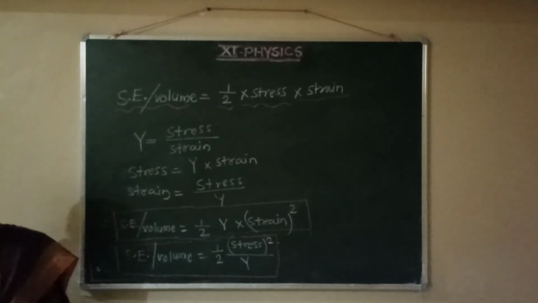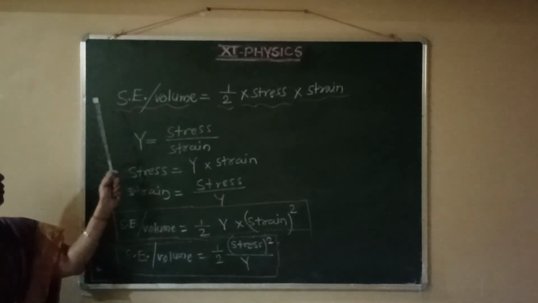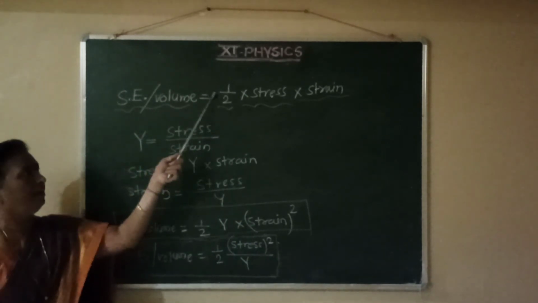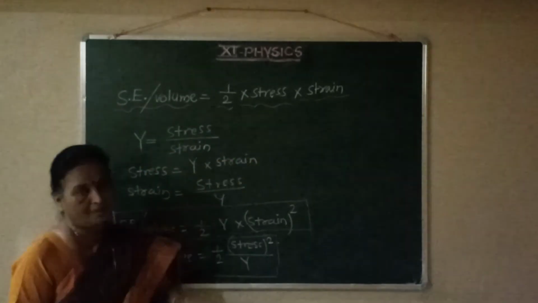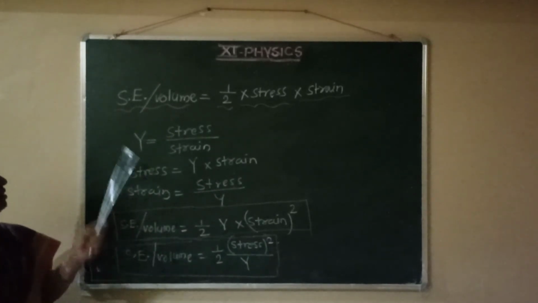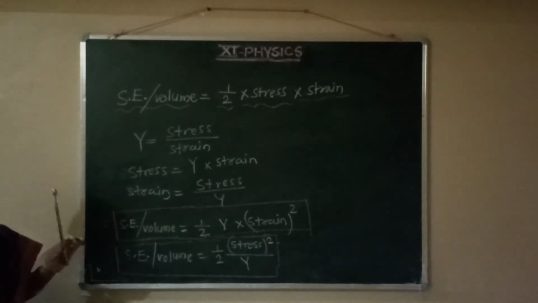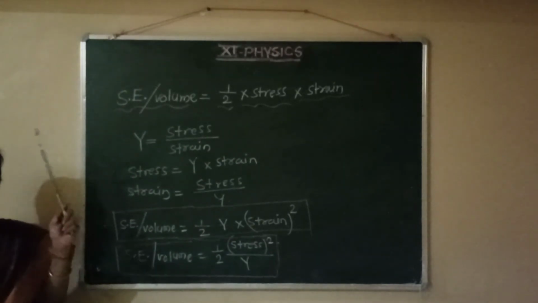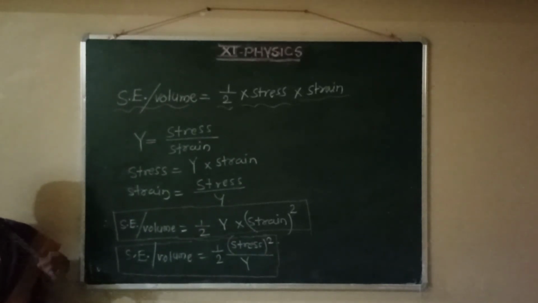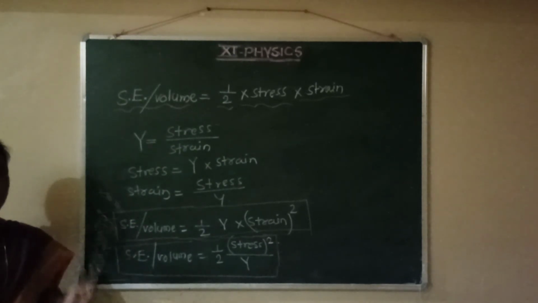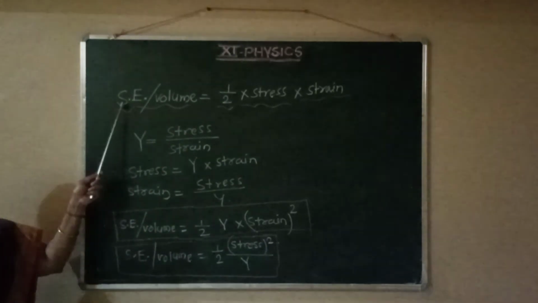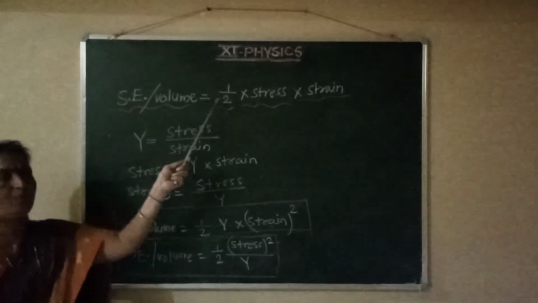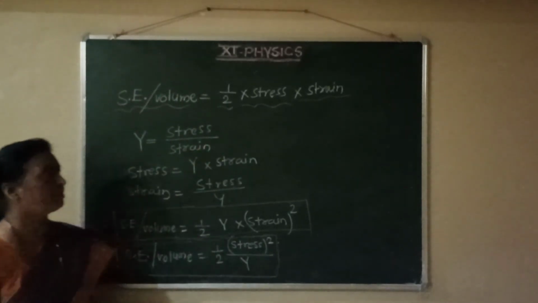Question for 3 marks: Derive an expression for strain energy per unit volume for the stretched wire. It is equal to half stress into strain. Or the question can be: derive an expression for the work done by the wire. So work done is equal to half load into extension. Strain energy is also equal to half load into extension. But if you have to find strain energy per unit volume, you get this formula, half stress into strain.